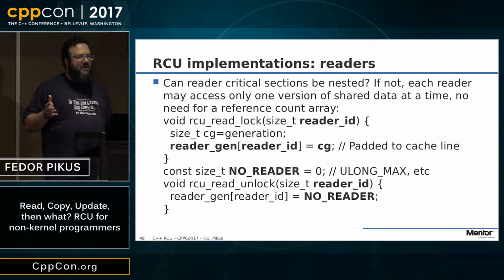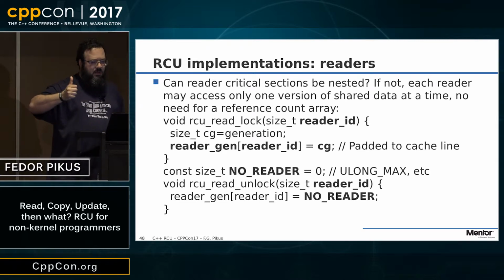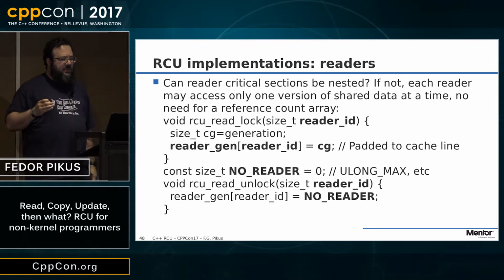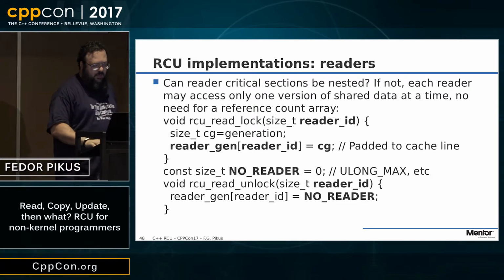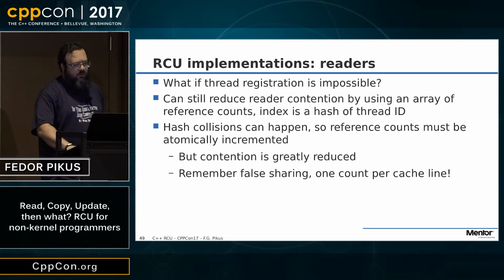You can actually simplify your life a little bit. You don't need a full reference count. For every reader, you can just know, is it in the critical section or not? So instead of having an actual reference count, the reference count for this reader is either 1 or 0. So you can do that if you don't need nested critical sections. If you can't register threads, you can do the hashing of thread IDs.